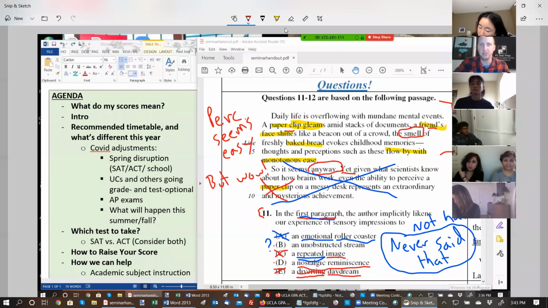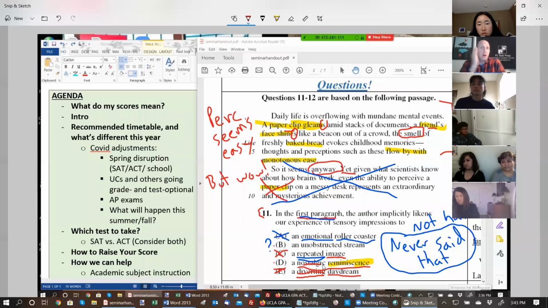Guys, what's a reminiscence? Isn't that a memory? You mean like a paperclip gleams? Present tense? Friend's face shines? Present tense? Those aren't memories. Well, the third one, freshly baked bread, childhood memories, that could be a reminiscence. I'll give you that. It could even be a nostalgic reminiscence, but that's only one out of the three things. The other two weren't even memories, much less nostalgic ones.